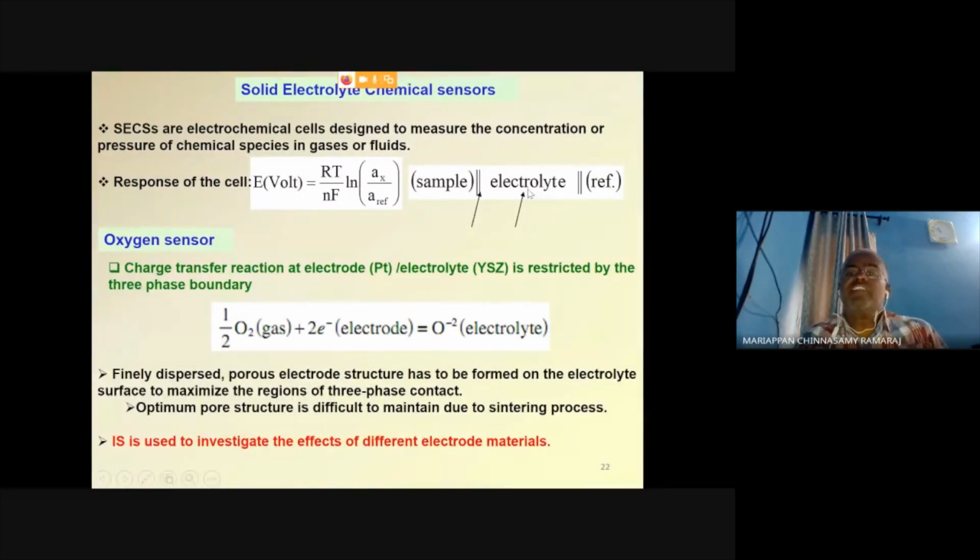When we have this kind of sensor configuration, the response of the sensor is a voltage that depends on the ln of the concentration of the analyte with respect to the reference. If I want to measure oxygen, once oxygen comes here at a particular concentration, we have the reference, which is the standard. Depending on that, a voltage will be generated and we can measure the oxygen concentration. So this is basically the solid electrolyte chemical gas sensor.